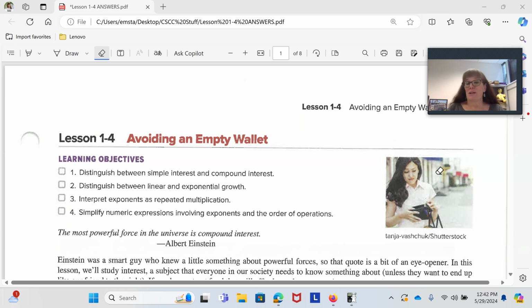And we're going to be building on what we just did in lesson 1-3, where we talked about exponents and order of operations. So, building on that investing money type idea.